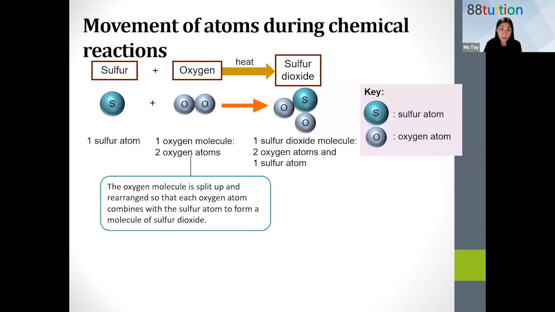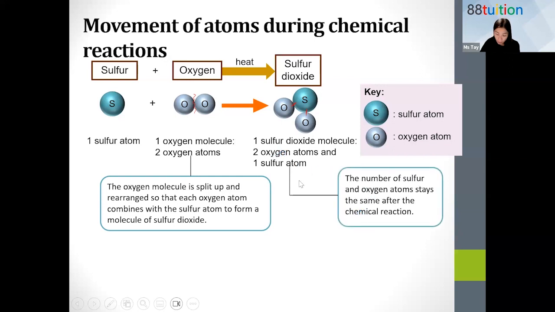That is the part where you have to do some calculation. Right now, it's as simple as what goes in must come out. Bonds break to form new bonds. In this case, the oxygen molecules split up, the bond here is broken, then new bonds are being formed. They didn't say bonds because you only learn chemical bonding in Sec 3.